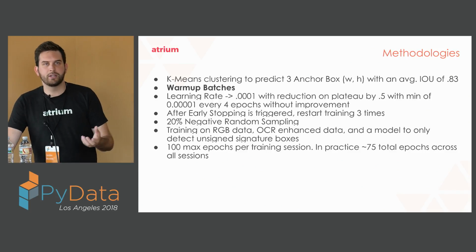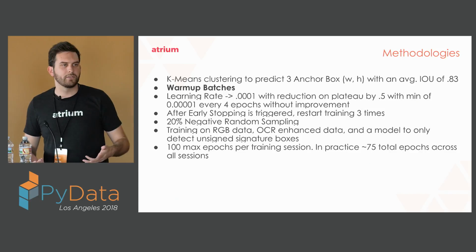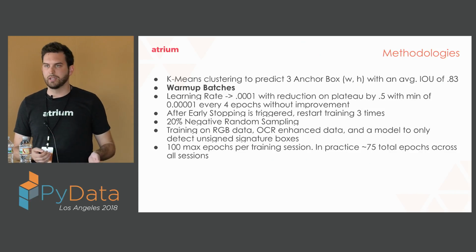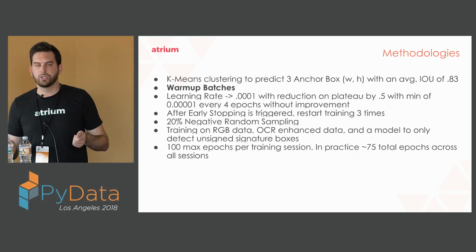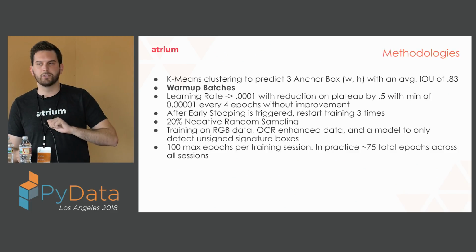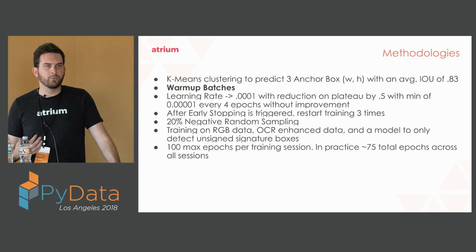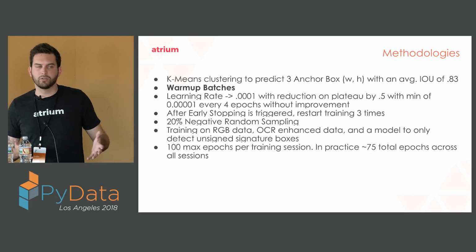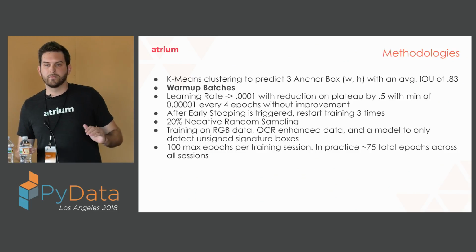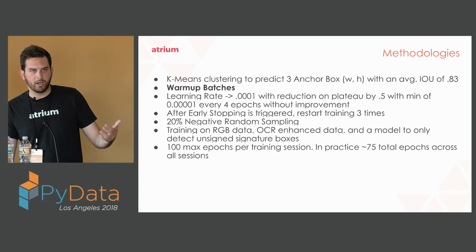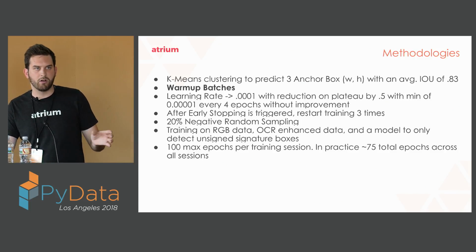And we've tried augmenting and enhancing our data in specific ways as well. So in addition to training on the raw RGB images, we've also used optical character recognition to apply some enhancements to the images, which I'll tell you about in the next slide. And the other thing that we've experimented with doing is constraining the problem to a single class problem. And we allow 100 max epochs. In practice, though, across all 3 training sessions, we get somewhere between 60 and 75 total epochs trained.